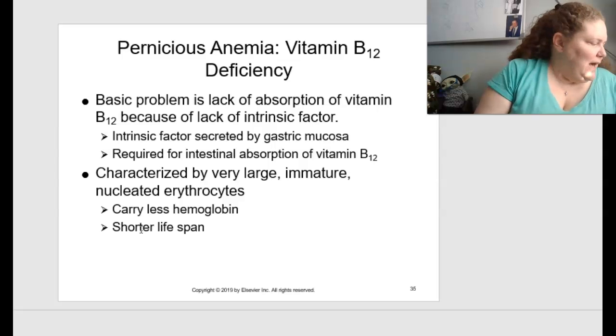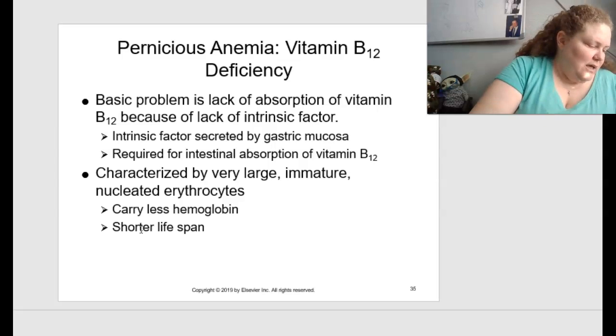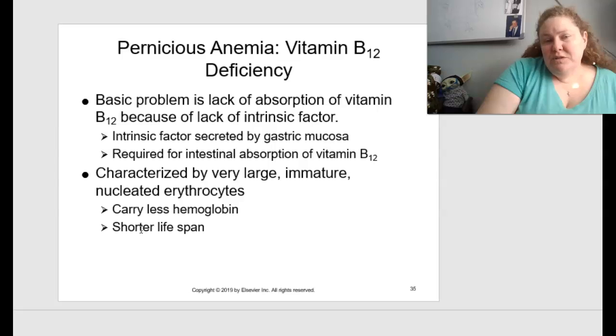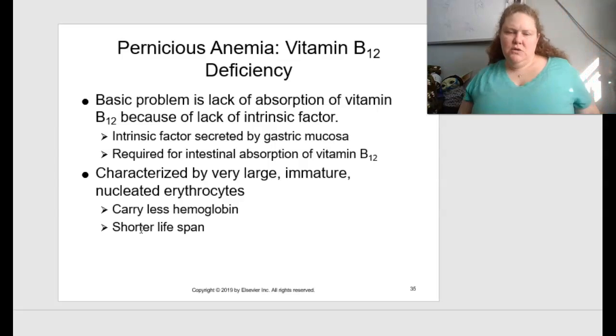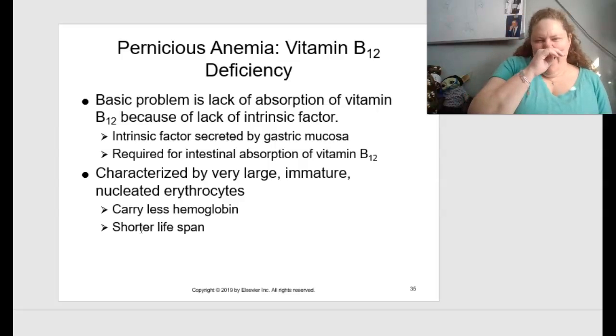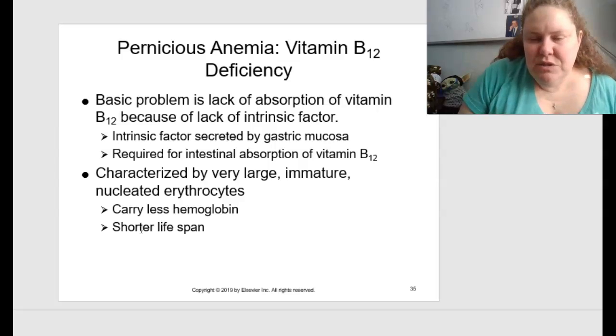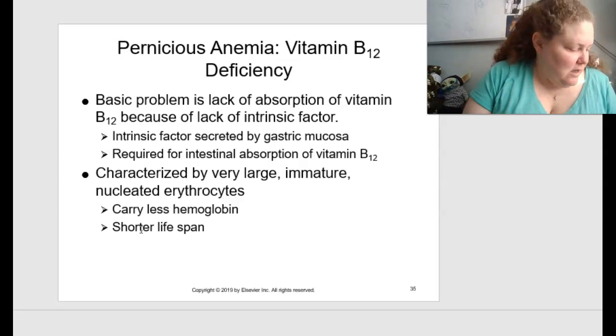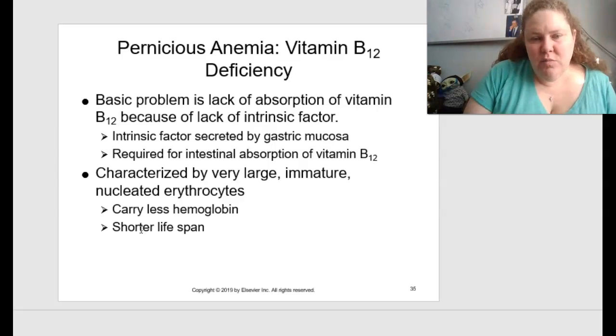So moving on to pernicious anemia, and this is on page 197. The basic problem is a lack of absorption of vitamin B12 because of a lack of the intrinsic factor. The intrinsic factor is secreted by the gastric mucosa, and it's required for the intestinal absorption of vitamin B12. This is characterized by very large, immature nucleated erythrocytes, and these carry less hemoglobin, and they have a shorter lifespan.